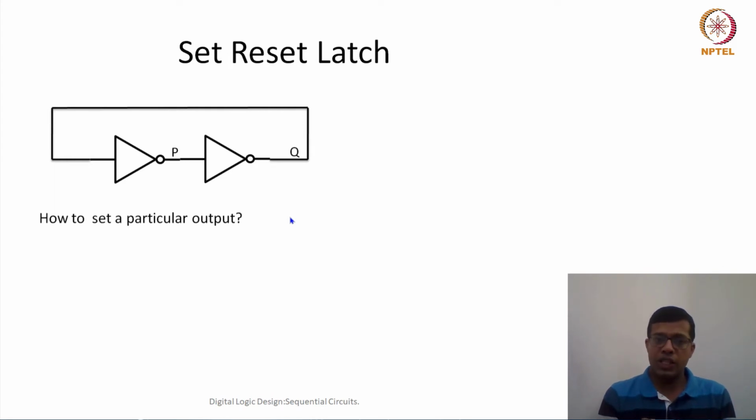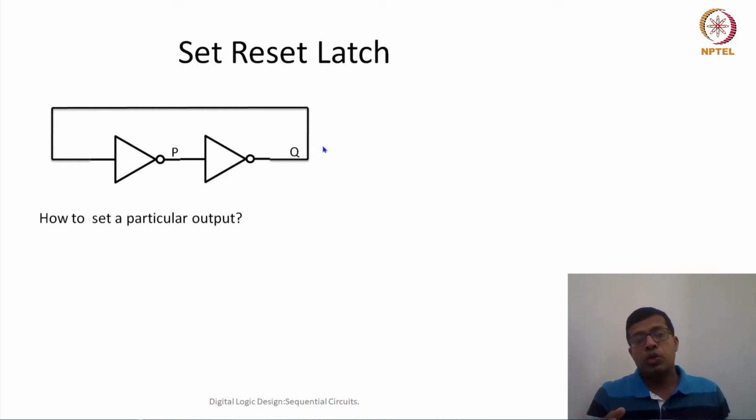One thing is clear, that we are able to store this particular output. But the question is how do we initialize it, how do we say that this particular output would be 1 or 0? If it is 1, it will store 1. If it is 0, it will keep on storing 0. But we don't know how to initialize or set that particular output.